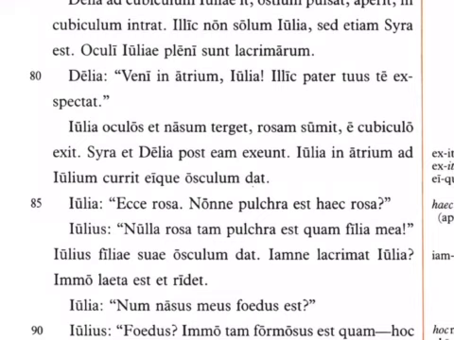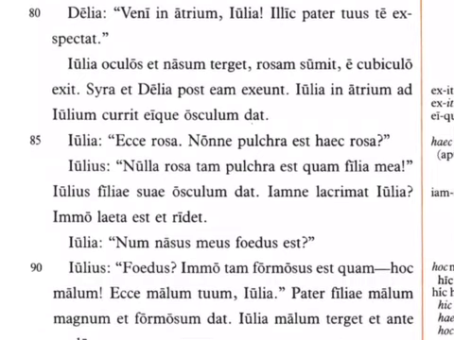Delia says, Veni in atrium, Julia. Come into the atrium, Julia. Illic pater tuus te exspectat. There your father is waiting for you. Julia oculos et nasum tergit. She dries or wipes her eyes and her nose. Rosam sumit. She picks up the rose. E cubiculo exit. And she goes out of the bedroom.